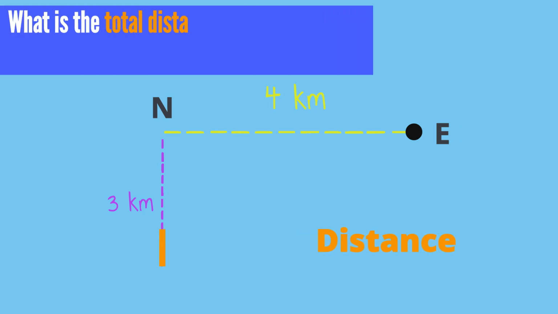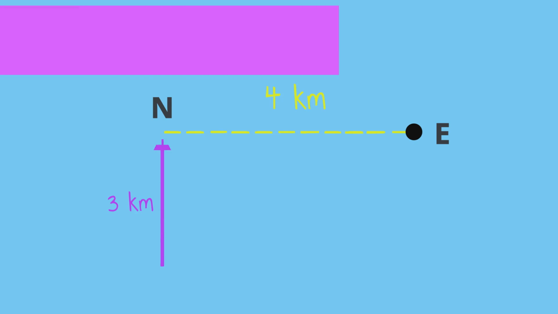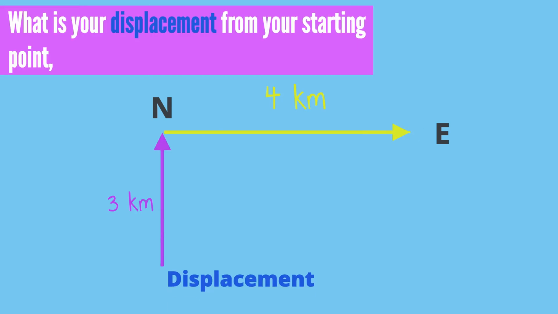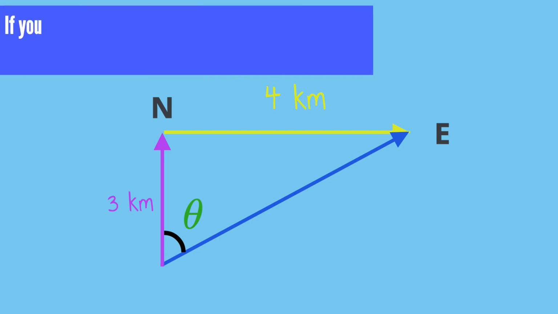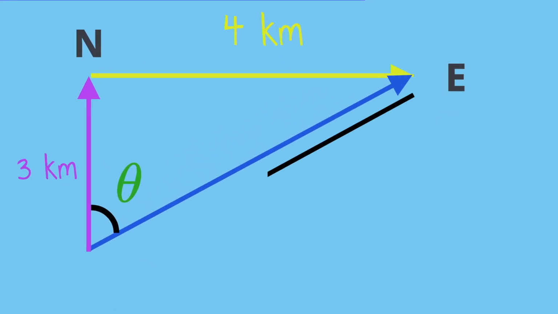1. What is the total distance you've walked so far? 2. What is your displacement from your starting point, including its magnitude and direction? 3. If you decide to walk straight back to your starting point, what would your displacement vector look like? Let's break this down step by step.